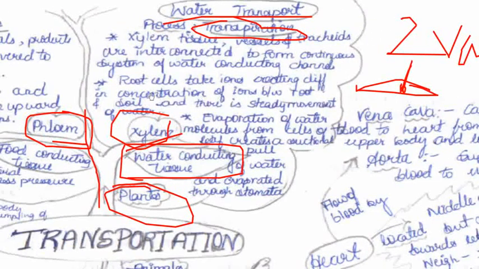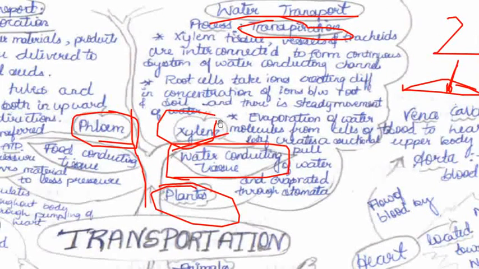How does water transportation take place? As the roots absorb the water, how does it absorb? The root cells will actively take up ions, and there will be a difference in concentration of ions between root and soil, and there will be a steady movement of water. Then there will be evaporation of water molecules from cells of the leaf, and this creates a suctional pull of water, and it is evaporated through stomata. I will explain this.